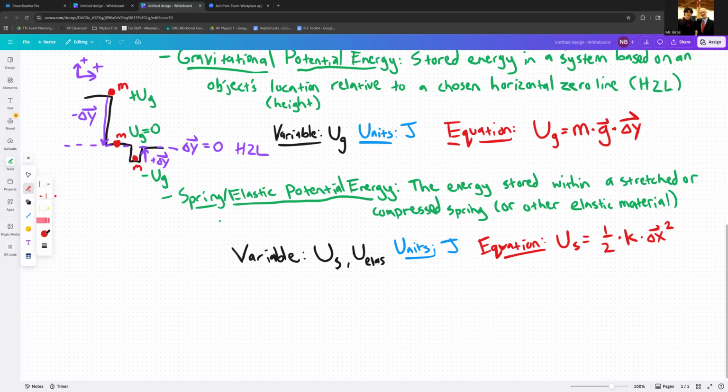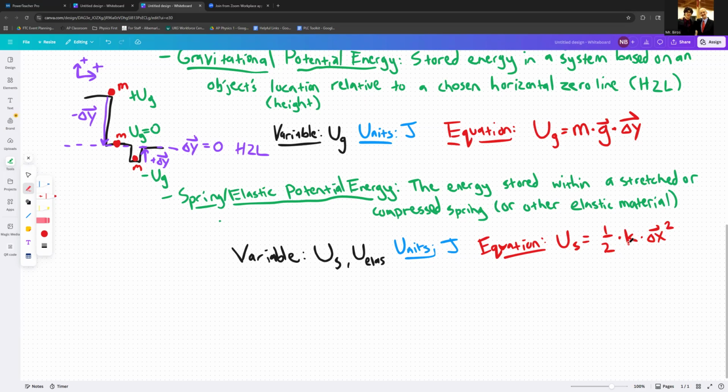So a couple things to talk about. The strength of the spring does affect how much stored energy there is. If you have a stronger spring with a bigger k value, you're going to get more stored energy when you stretch it a certain amount. But the thing that really, really affects the amount of stored energy in a spring is how far you stretch or compress it.